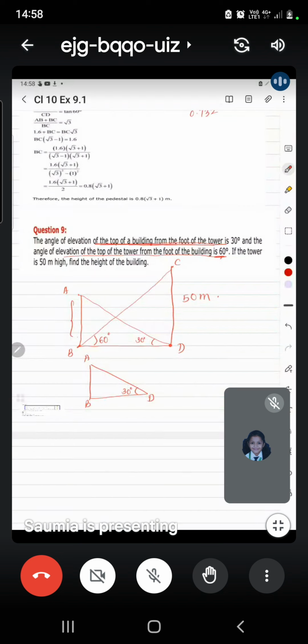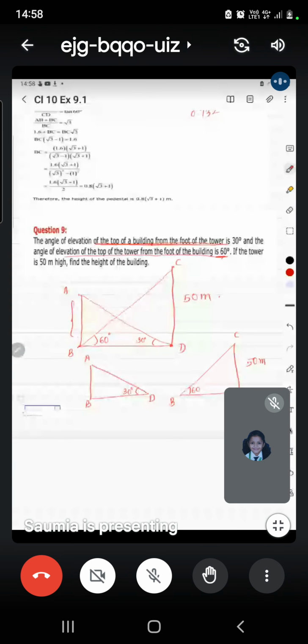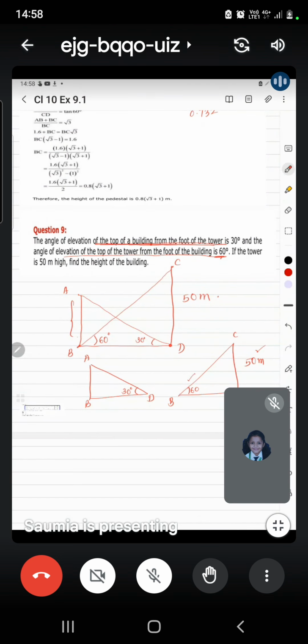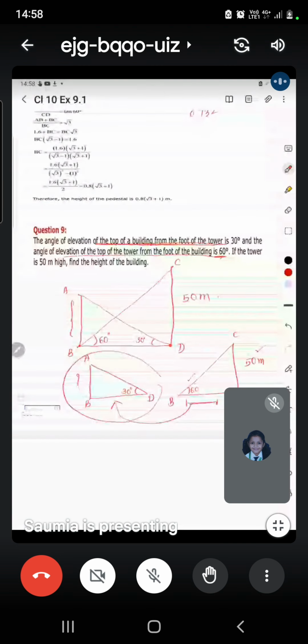So what can I do? Can I look for something from the next right angle triangle, and we can find out the base? Yes. Look at the other right angle triangle. I have got one angle and one side. So if I find out this BD from this right angle triangle, that same BD can be utilized here and I can find out my AB. Followed? Understood?